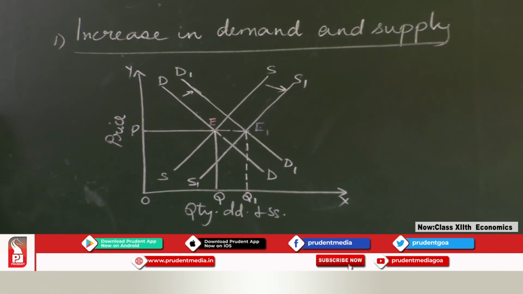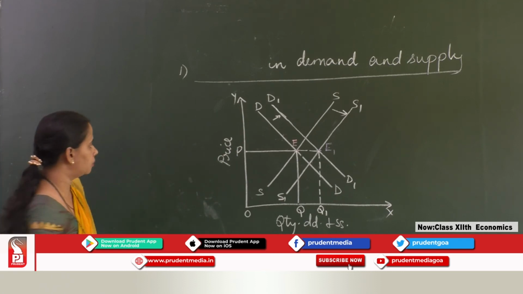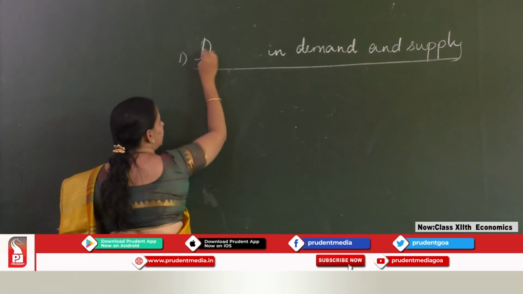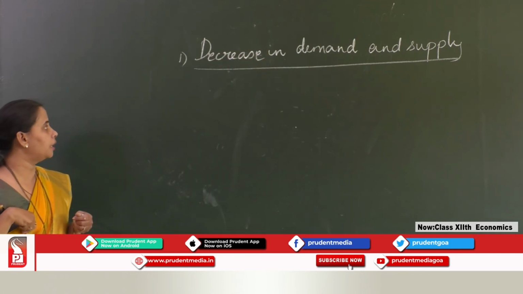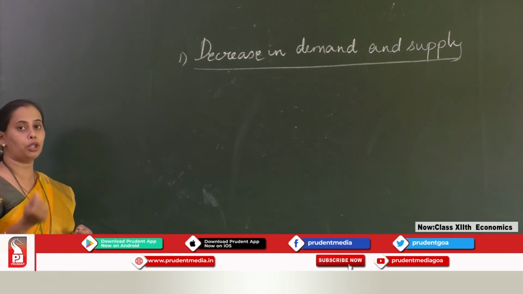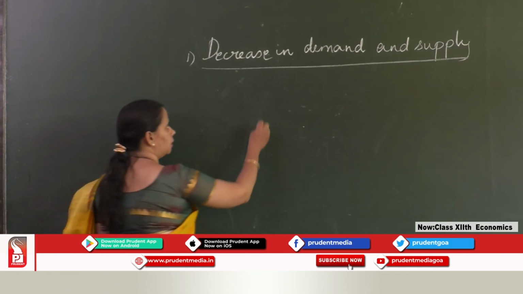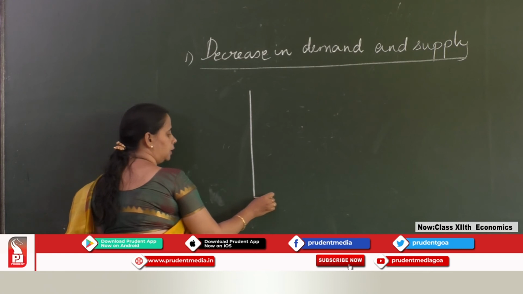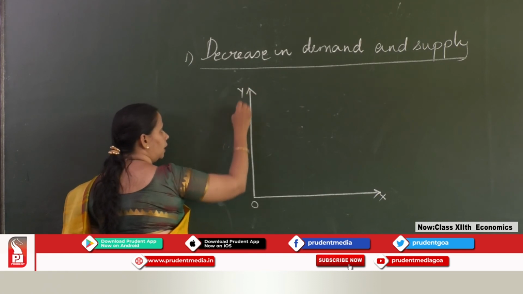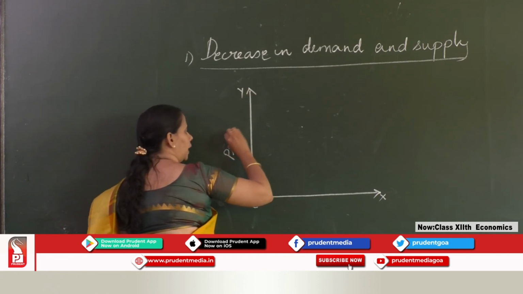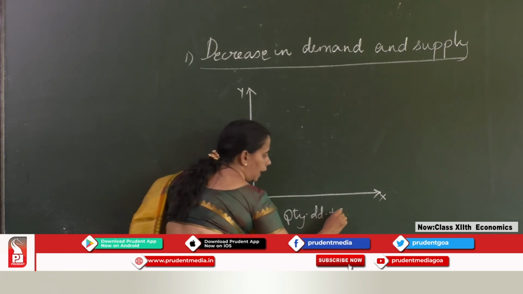The next change that we will see is the decrease in the demand and the supply. Now, here the decrease in the demand and supply again takes place proportionately. That means there is an equal proportionate change in demand and supply. So, for this we will once again draw our equilibrium, quantity and price. On the y axis we take the price, on the x axis we take the quantity demanded and supplied.